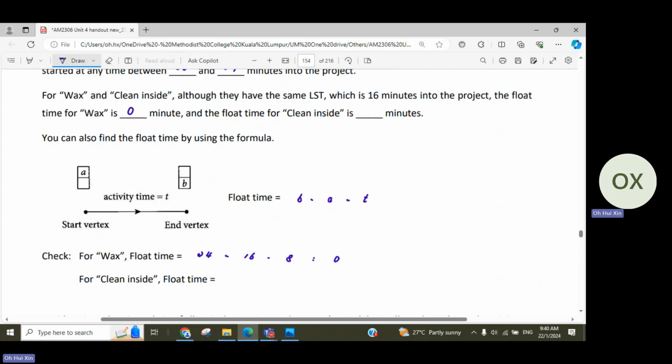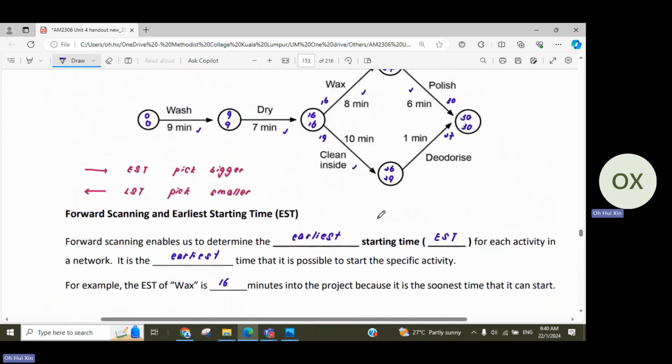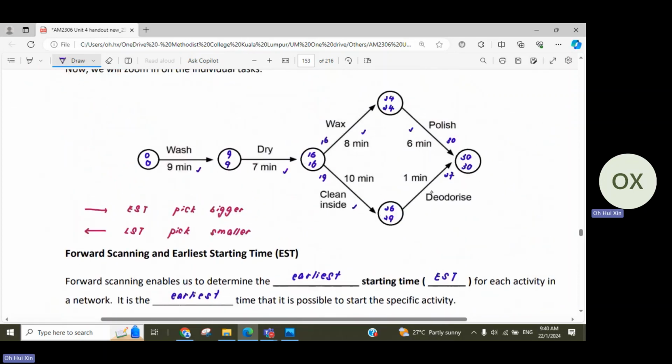But now let's look at cleaning inside out. When you look at this, you can see that deodorize only needs 1 minute more. If we assume that deodorize doesn't delay, then as long as I end cleaning inside at 29, I will still be able to finish the entire project at 30. Am I right? So 29 is the latest starting time for deodorize. It's also the latest ending time for cleaning inside. So it's okay if I end cleaning inside at the 29 minutes.